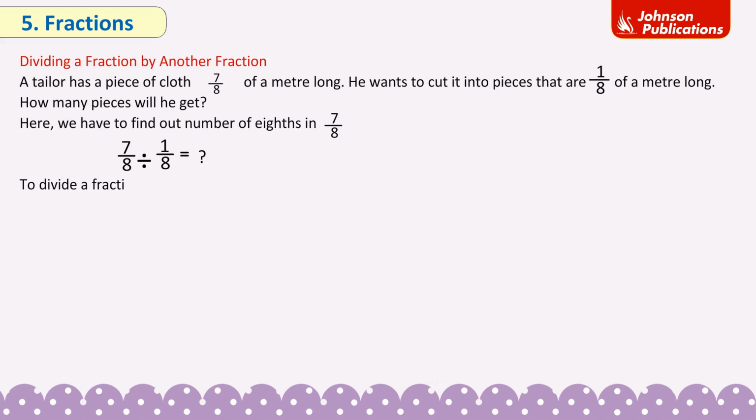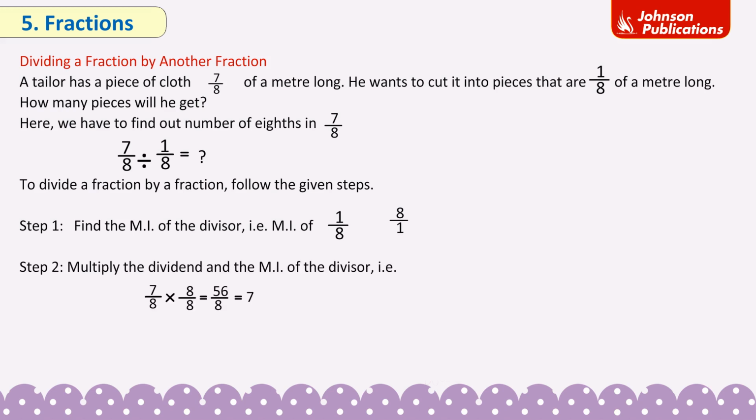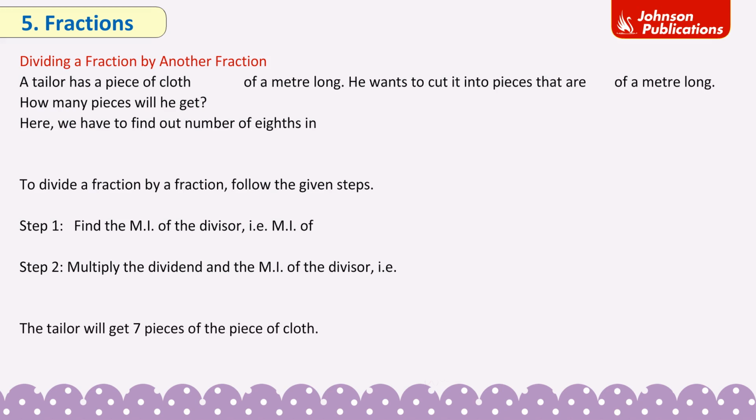To divide a fraction by a fraction, follow the given steps. Step 1. Find the multiplicative inverse of the divisor, that is, multiplicative inverse of 1/8 is 8/1. Step 2. Multiply the dividend and the multiplicative inverse of the divisor, that is, 7/8 multiplied by 8/1 is equal to 56/8, which is equal to 7. The tailor will get 7 pieces of the piece of cloth.